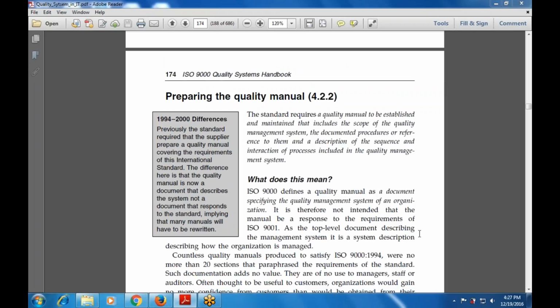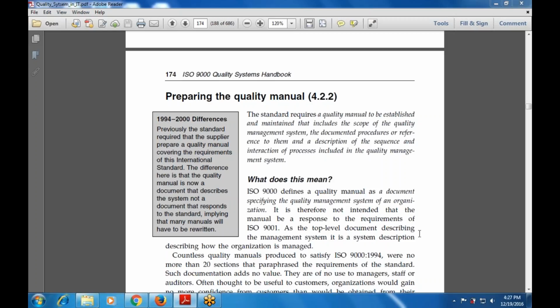So the next part is the quality manual. It is defined as a document specifying the quality management system of an organization. That means this is a description of the sequence and interaction of the processes. Whatever is going on in the organization is to be maintained within the quality manual as documentation. If an organization has purchased something new, like new machinery, that is also written in the quality manual.